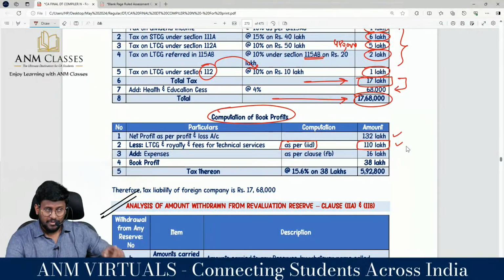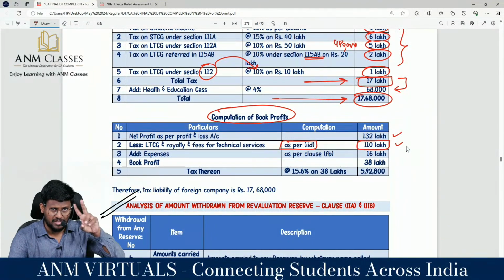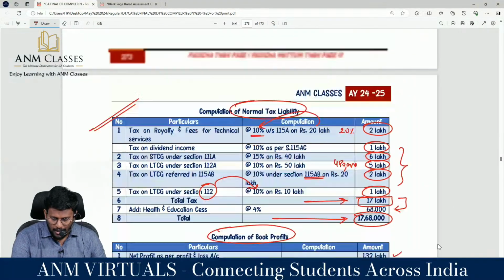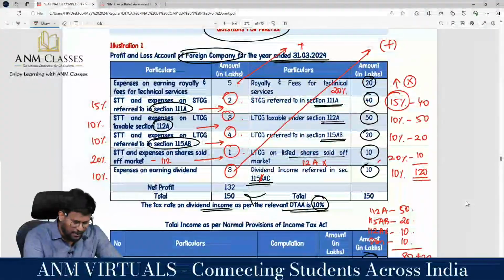But now that fees for professional technical service is taxable at 20%, we should not remove that. We have to reduce only 90 lakh. And the corresponding expenses should be added back. What are the corresponding expenses you will add back?